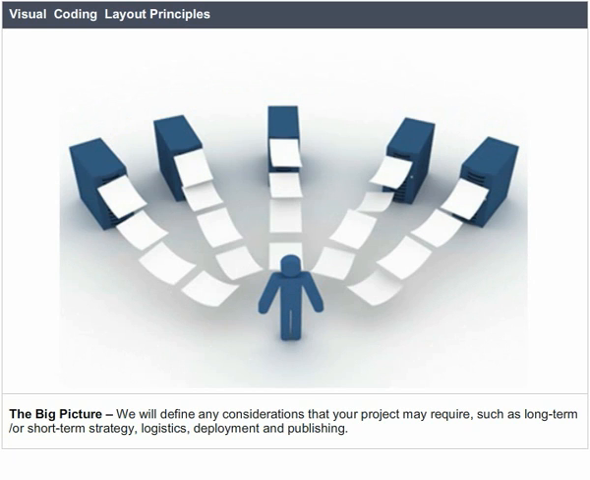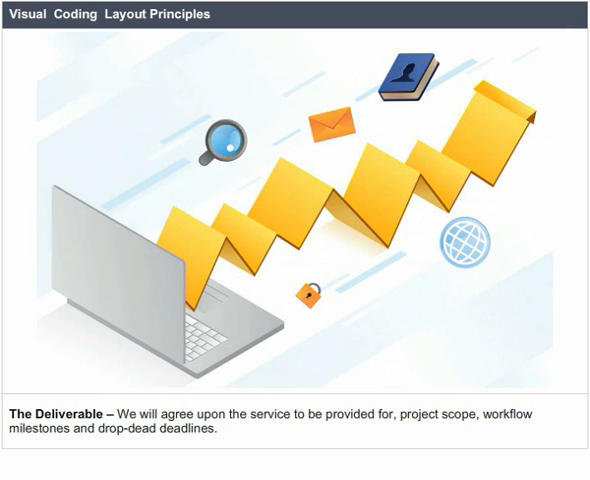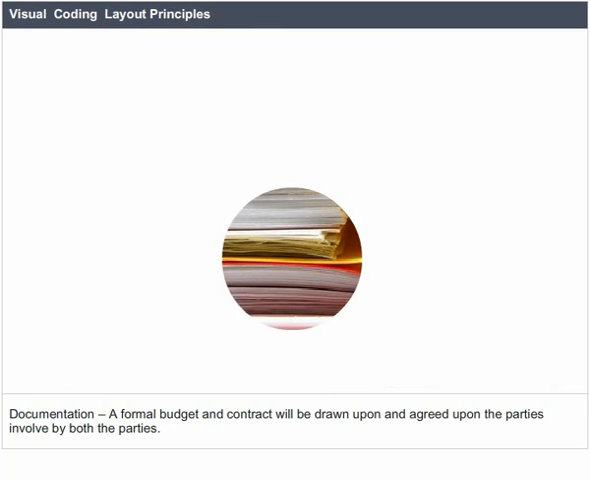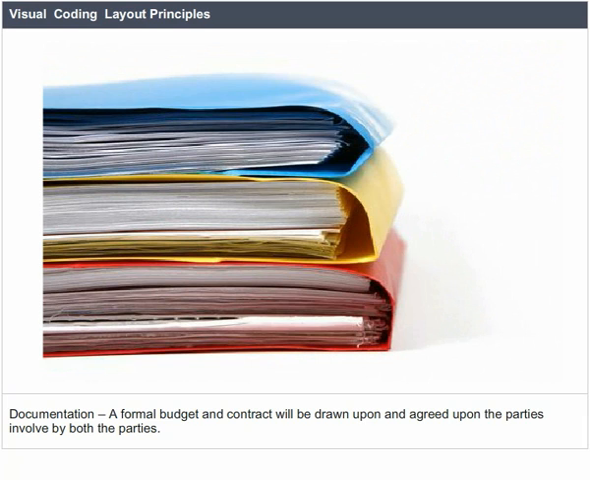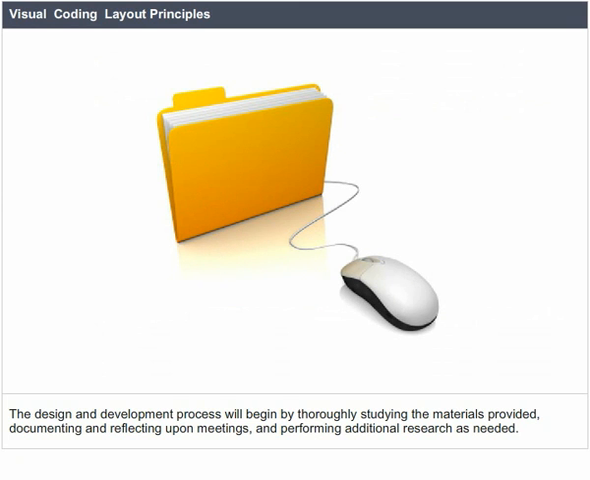We will agree upon the service to be provided, project scope, workflow milestones, and drop-dead deadlines. Documentation. A formal budget and contract will be drawn up and agreed upon by both parties involved. The design and development process will begin by thoroughly studying the materials provided, documenting and reflecting upon meetings, and performing additional research as needed.